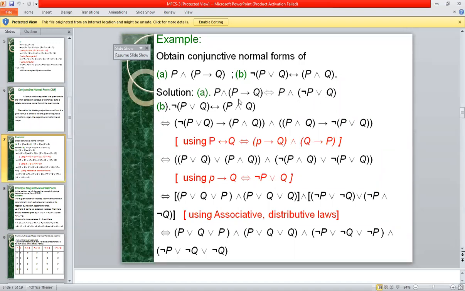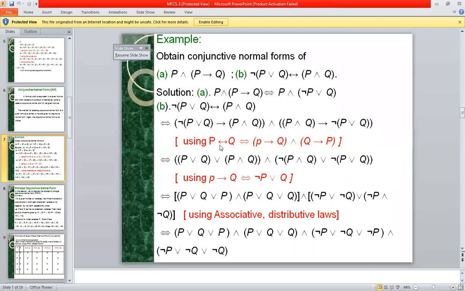So another example, negation of (P or Q) biconditional (P and Q). What is the definition of biconditional? P biconditional Q is equivalent to P implication Q and Q implication P. So this biconditional statement gives two equivalence relations.